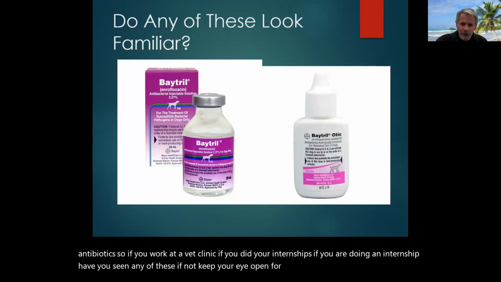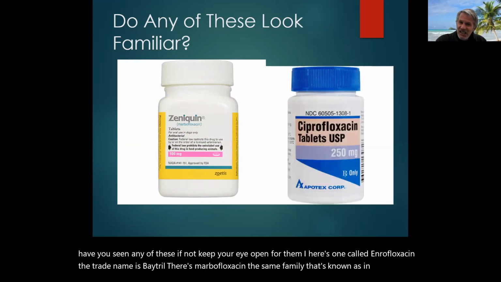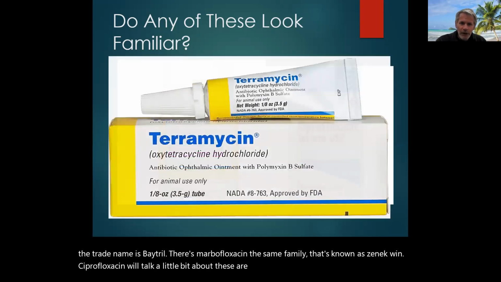Here's one called enrofloxacin. The trade name is Baytril. There's marbofloxacin, same family, that's known as Zenequin. Ciprofloxacin, we'll talk a little bit about. These are all examples of the fluoroquinolones.